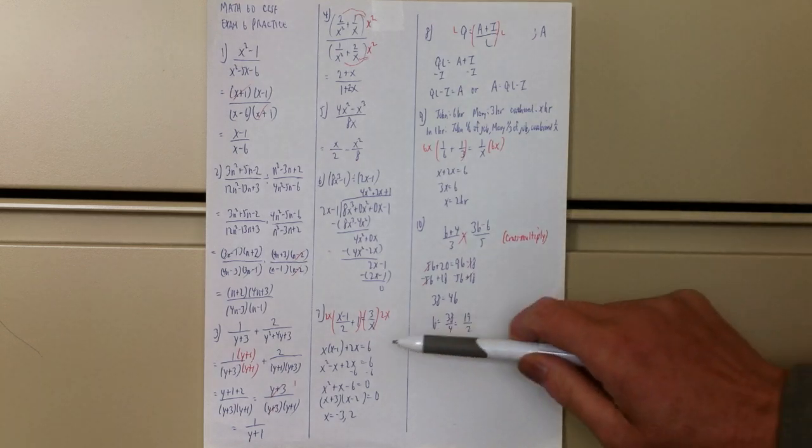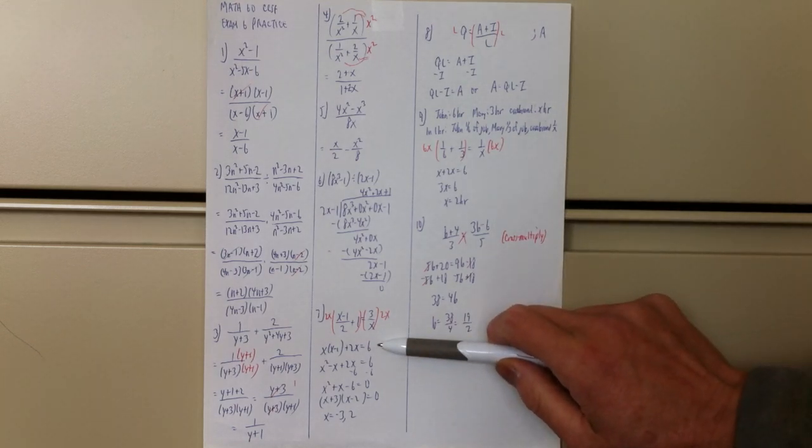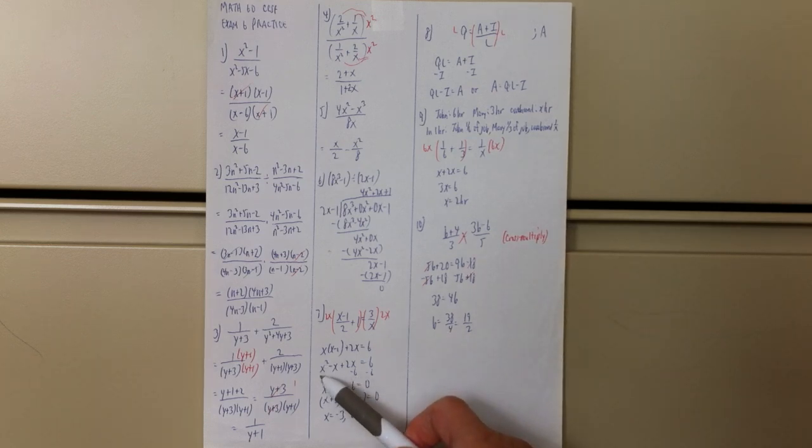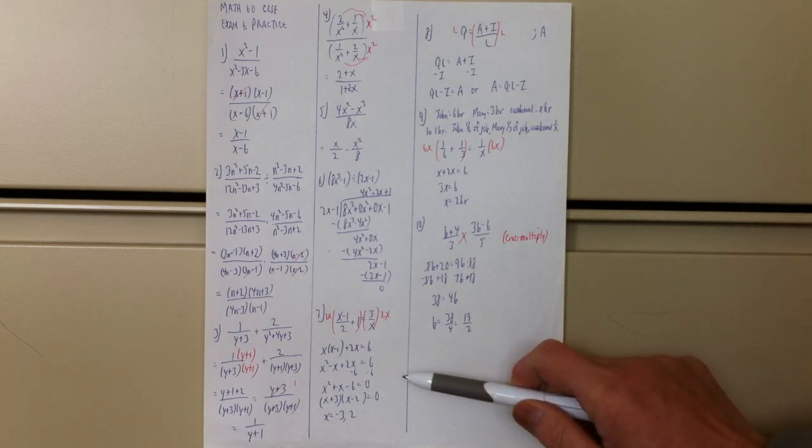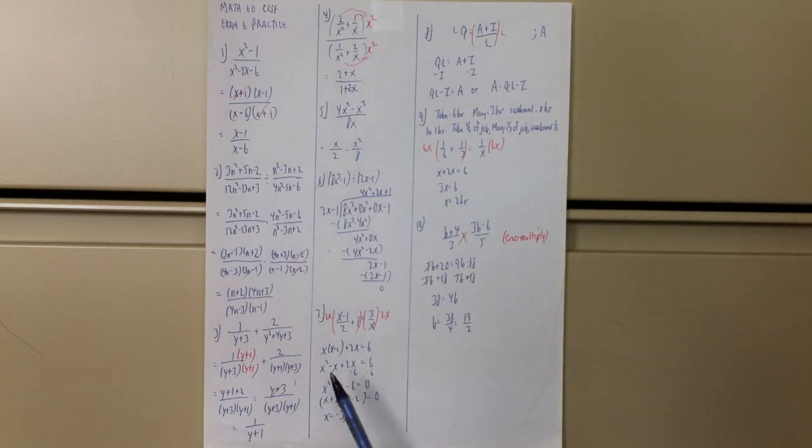So I have this equation which no longer has fractions. Distribute: x squared minus x plus 2x equals 6. That's going to give me a quadratic equation because there's an x squared. So I want 0 on the right hand side. I subtract 6 on both sides. Combine like terms on this side. We have x squared plus x minus 6 equals 0.